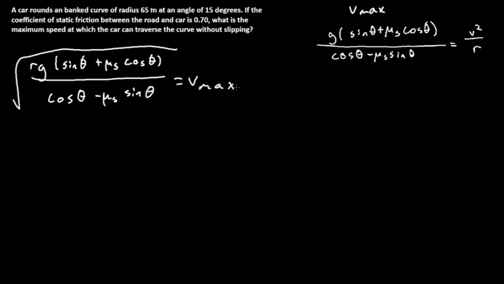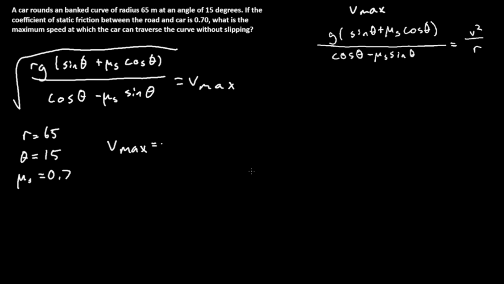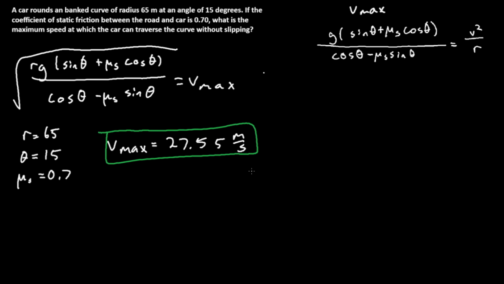So all we have to do is just plug in all our values. So radius is 65 meters. The angle of banking is 15 degrees. And the static friction coefficient is 0.7. So once you plug everything in from here, velocity max is equal to 27.55 meters per second. So your maximum velocity that you can travel before friction, the friction of your wheels, gives out, is when you fly off the curve.